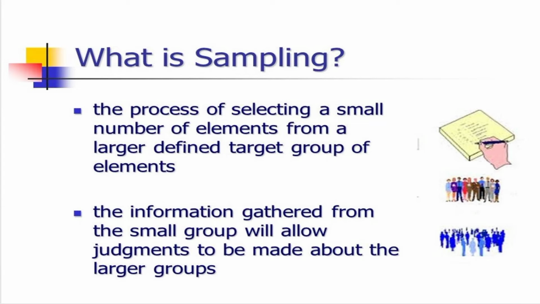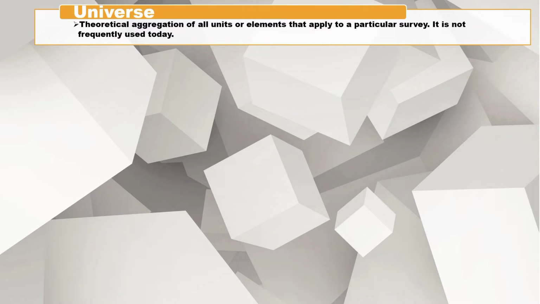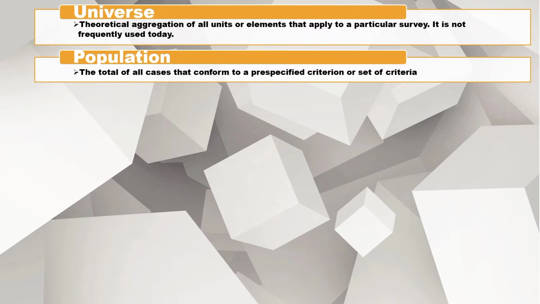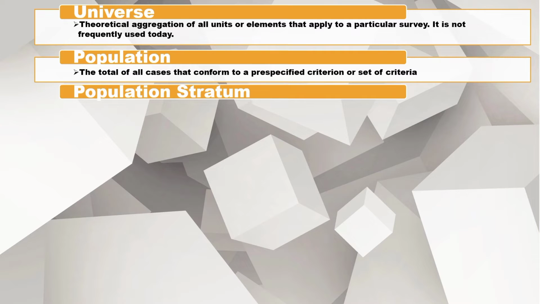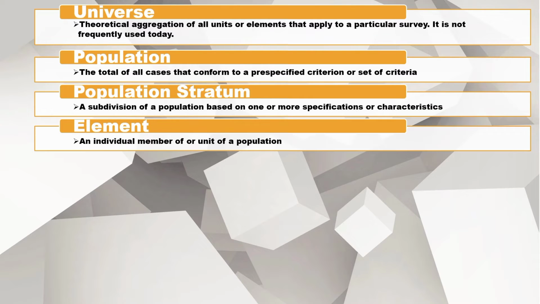What is sampling? Sampling is the process of selecting a small number of elements from a larger defined target group of elements. Basic terms and concepts related to sampling. Universe. Theoretical aggregation of all units or elements that apply to a particular survey. Population. The total of all cases that conform to a pre-specified criterion or set of criteria. Population stratum. A subdivision of a population based on one or more specifications or characteristics. Element. An individual member or unit of a population.